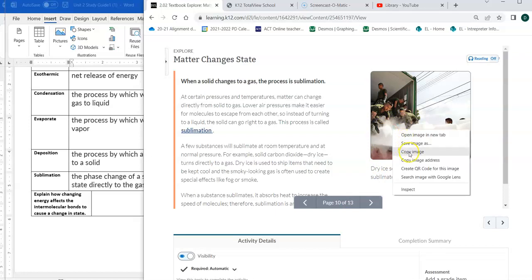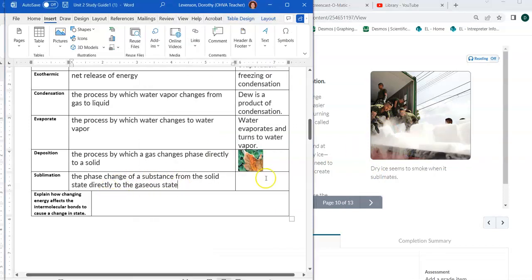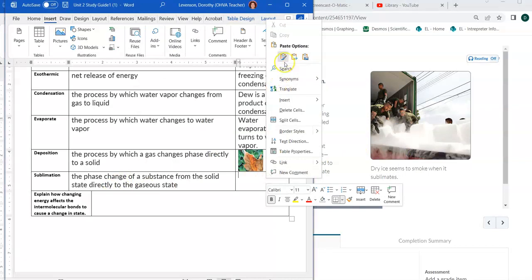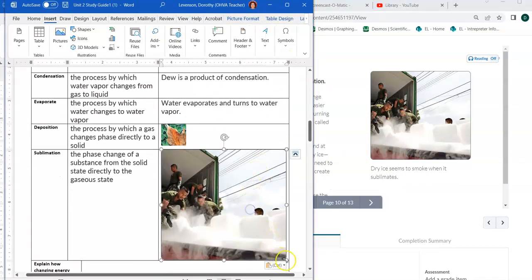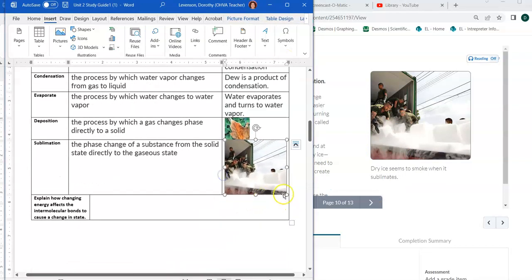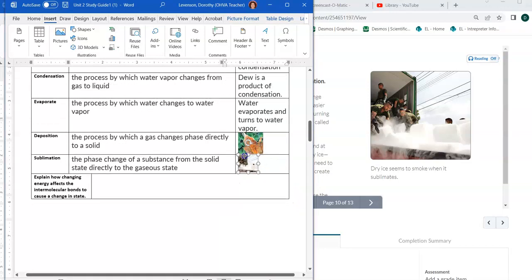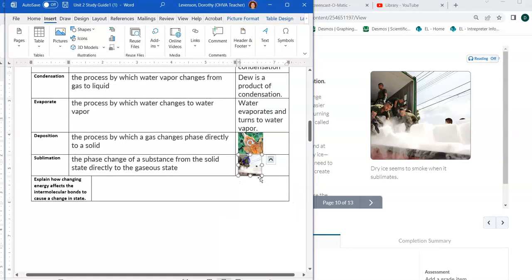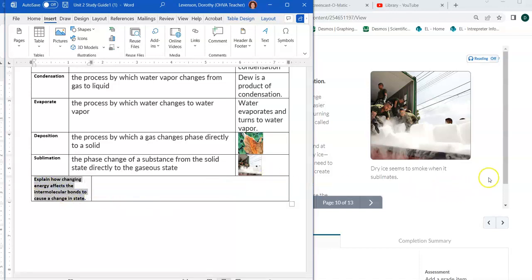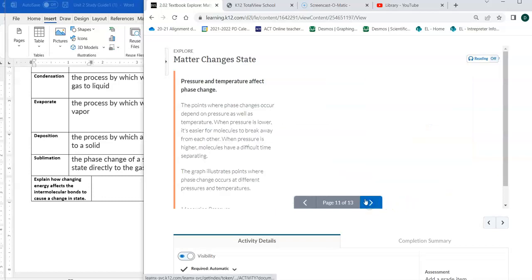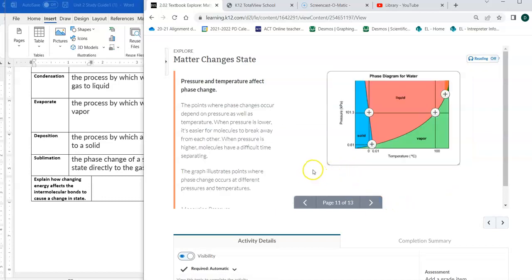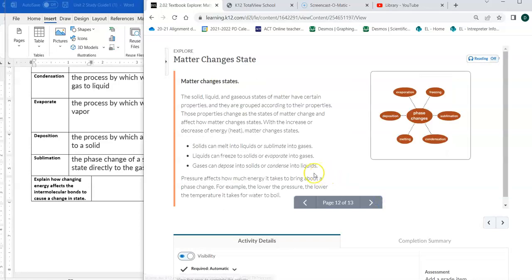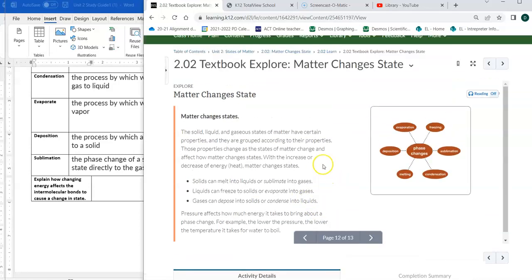So if you want to copy the image, you can right click and copy. You can paste it in there, or you can do the words again. That's fine. But again, if you're going to use the picture, shrink it down so it's not crazy big, and that's okay. So now we're on the last one. How do intermolecular bonds cause a change in state? And that's not really in here so much, but it is in part B.